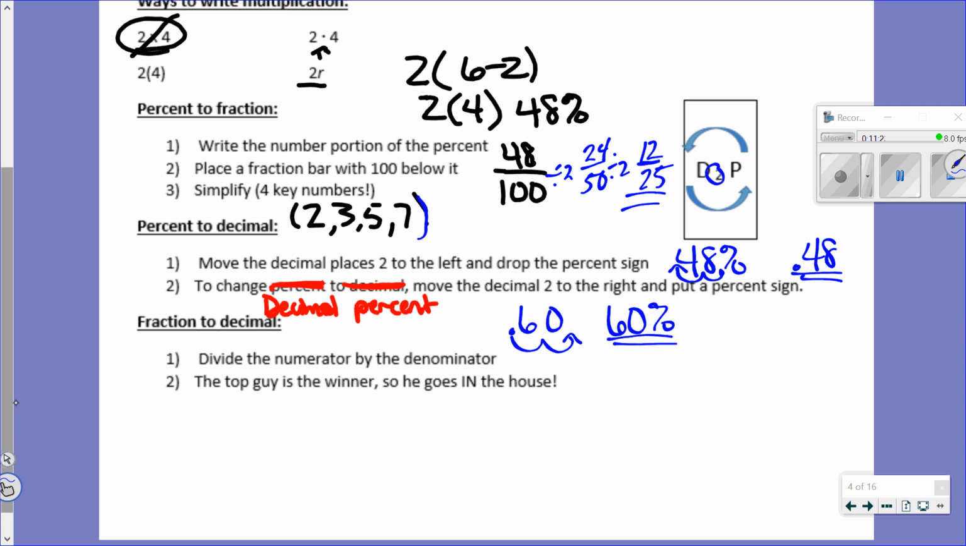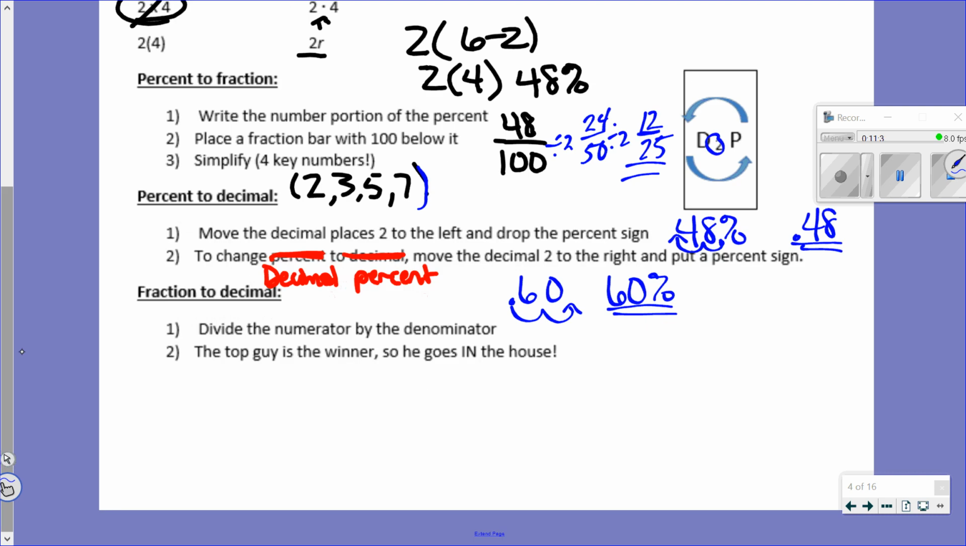Guys, literally all you gotta do, you move your decimal 2 to the left if I'm going decimal to percent, 2 to the right if I'm going percent to decimal. The last thing we do is fraction to decimal. So for example, I'm going to give you a fraction such as 4/5. To change it to a decimal, all I need to do is divide the numerator by the denominator.